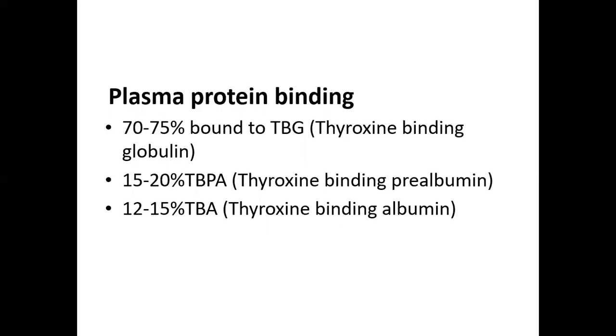Plasma protein binding. 70 to 75% of the thyroid hormones are bound to TBG, this thyroxine binding globulin. And 20% bind to thyroxine binding pre-albumin, and 12 to 15% bind to albumin.